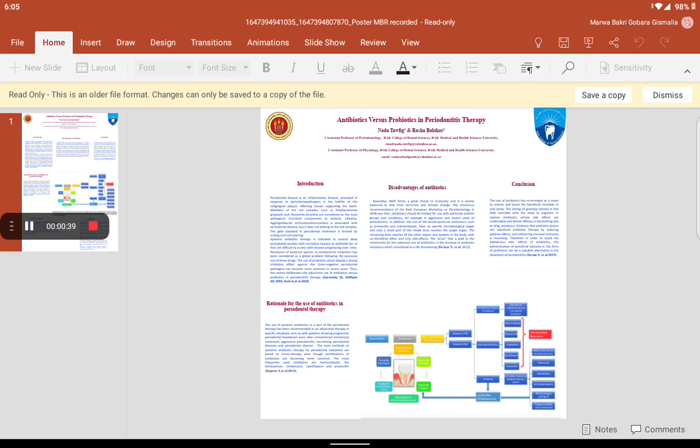It can be considered a risk factor for cardiovascular disease and preterm low birth weight babies, and also as one of the factors that can increase the level of glucose in diabetic patients.